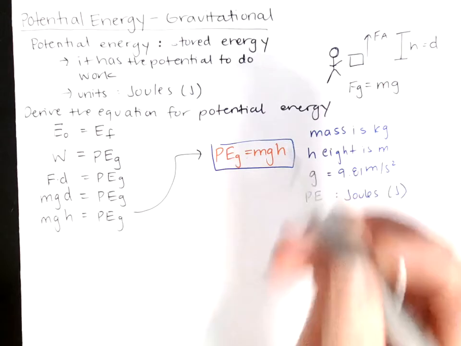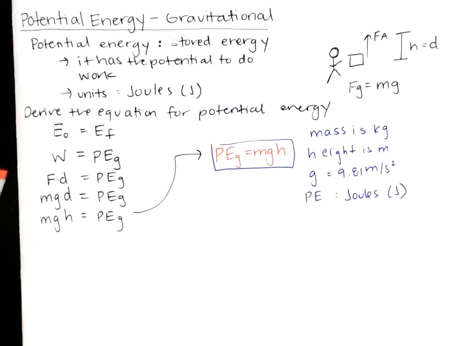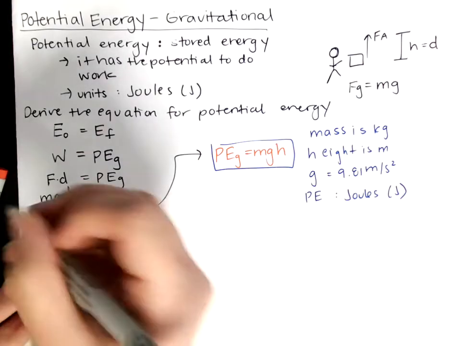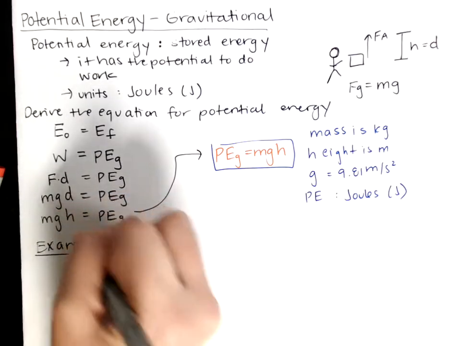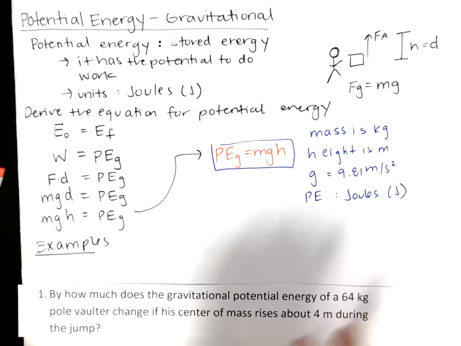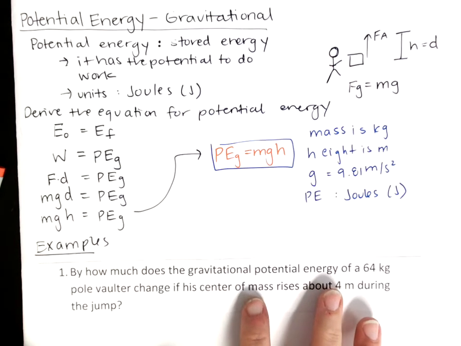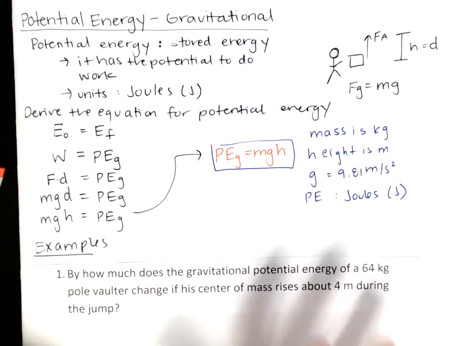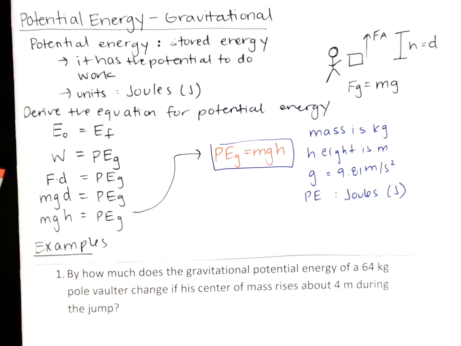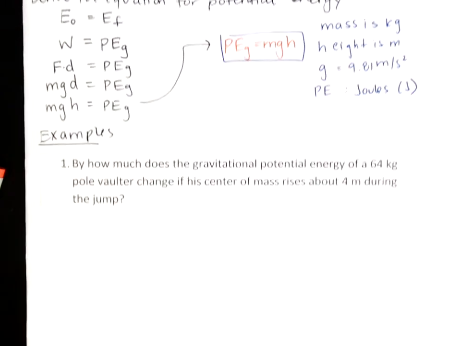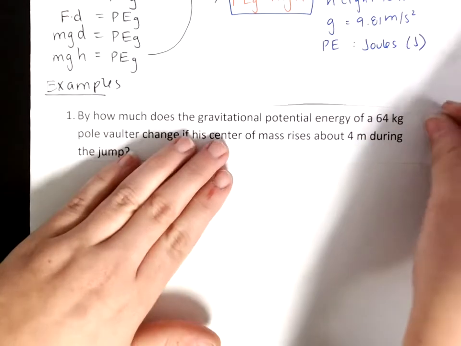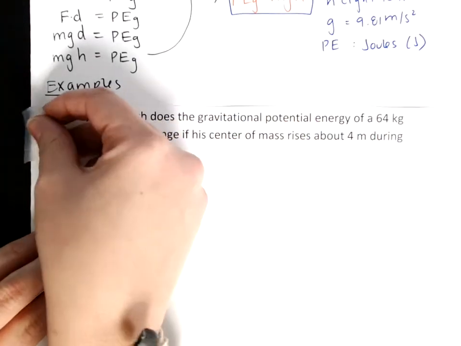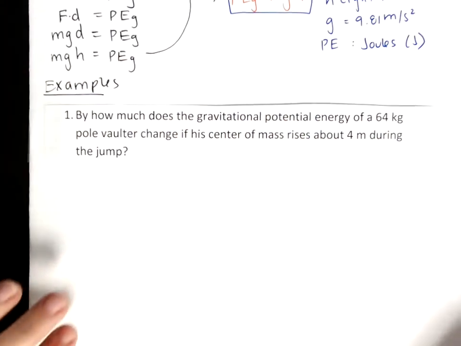So let's do two examples. For the first example, I want to know how much the gravitational potential energy of a 64 kilogram pole vaulter changes if his center of mass rises about 4 meters during the jump. Okay, so once you write the question, let's draw a picture. Hopefully you know what a pole vaulter is. If not, you can look one up.